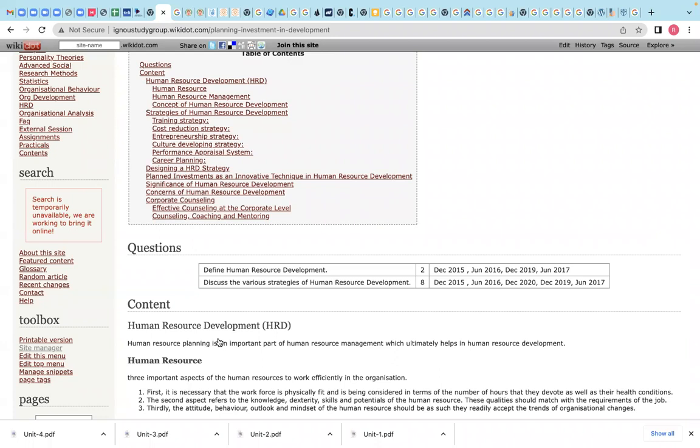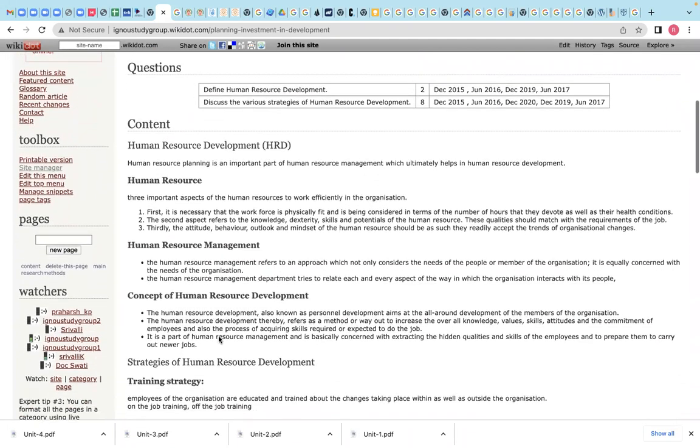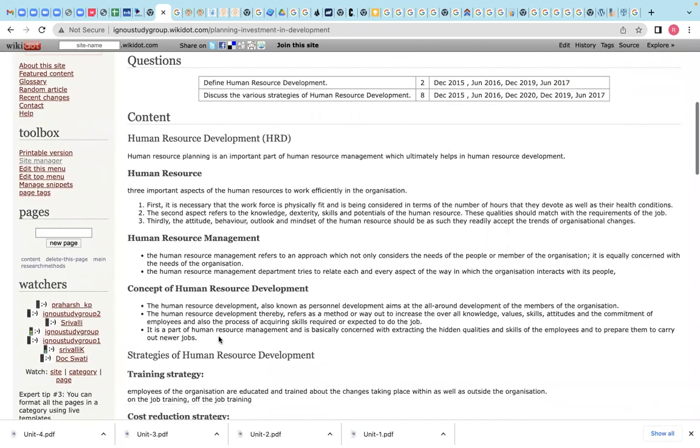Then it goes into planned investments, significance of HRD, concerns of HRD, and then it goes into corporate counseling. Important questions in this are: what is HRD, which is the definition part of it, and what are the various strategies of HRD. These are the important things. First is what is HRD.